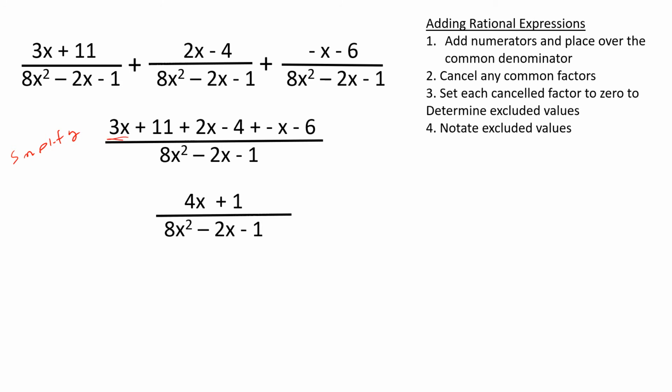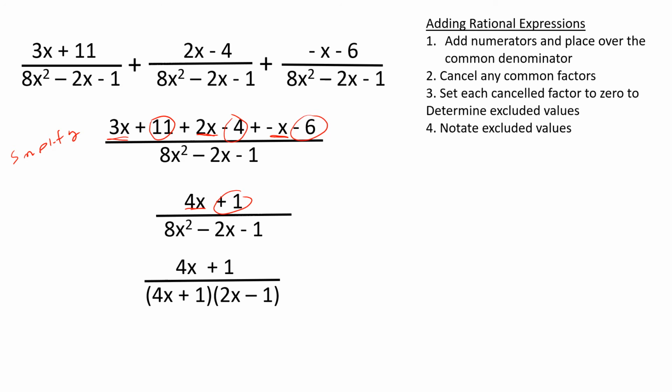So here we go. The 3x plus 2x gives me 5x. 5x minus x gives me 4x, right? Then we have a positive 11 and a minus 4 gives me what? 7 minus 6, and we're left with a positive 1. So we've now simplified that fraction.